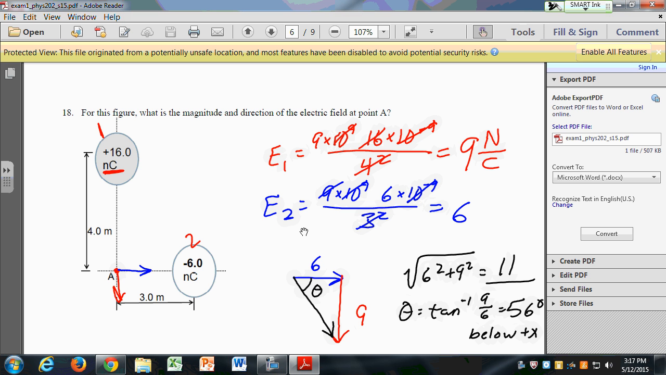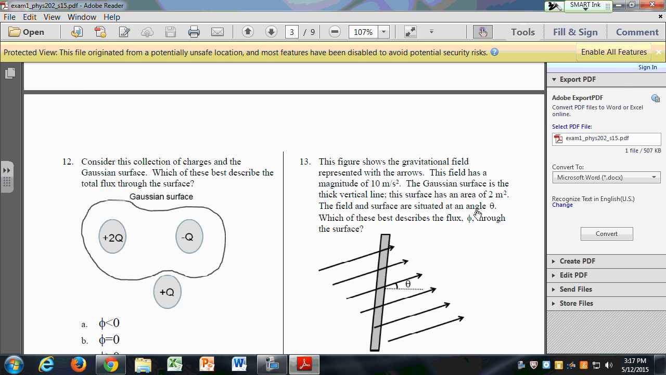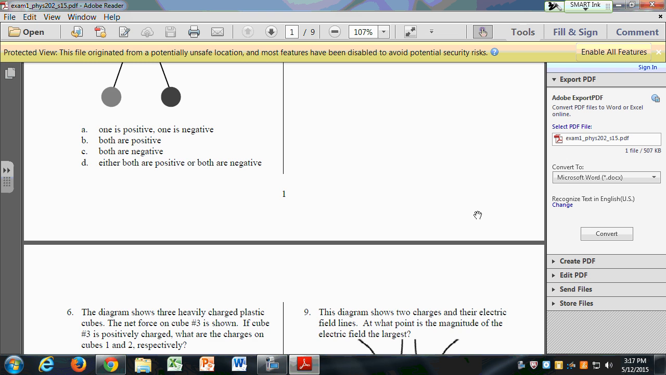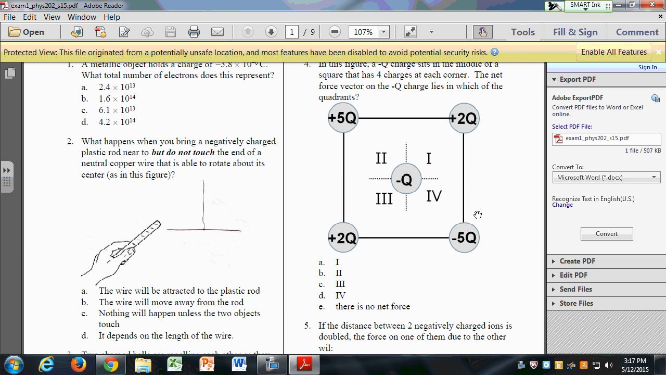You mind reviewing just the concept of problem number 4? Sure. Can I take this away? Yep. Problem 4. Oh yeah, so here, what are we looking for? The force vectors. So I have 4 different charges. The force on this charge due to this charge is attractive.